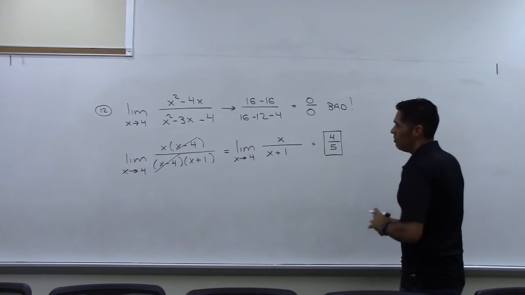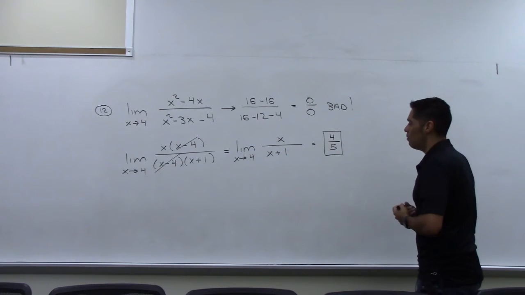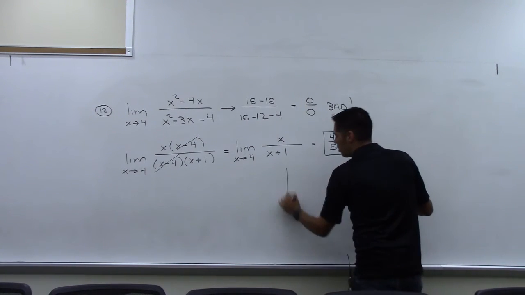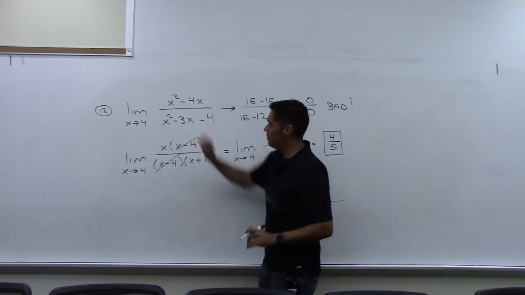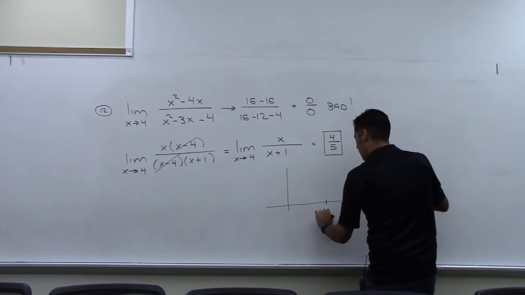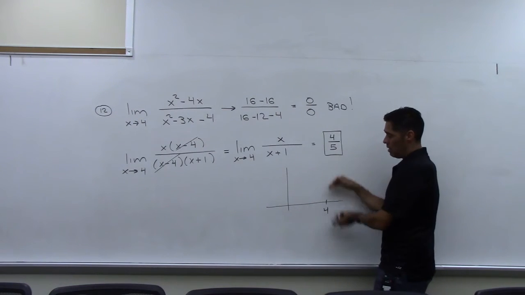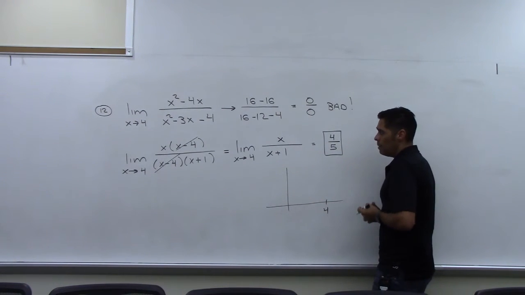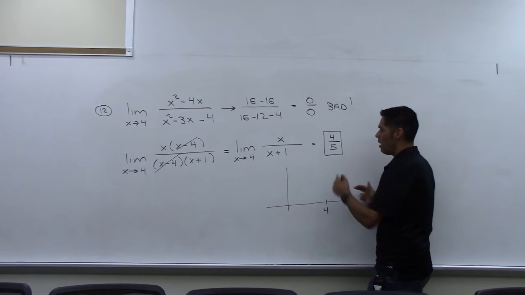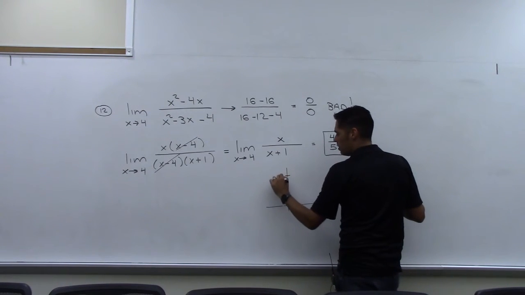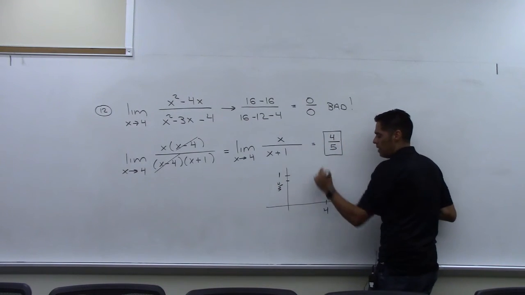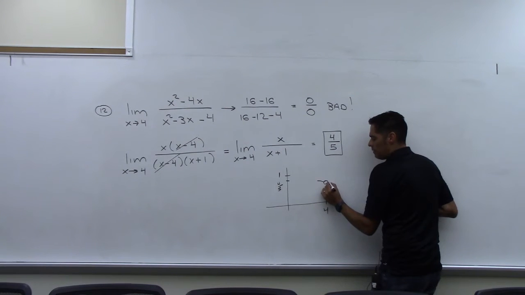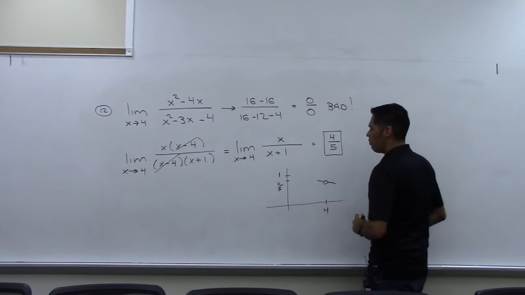4/5. So if we were to try and get our heads around what's happening here, if we were to graph this function, okay, right here, if we were to graph that as a function, we would know that at 4, it would be undefined, okay? We wouldn't have anything there. But as you approach from the left and from the right, you should be getting closer to 4/5. So if this is 1, 4/5 is about right here. So I should have a hole here because it's undefined. But as I come in from the left and from the right, it should be approaching 4/5.